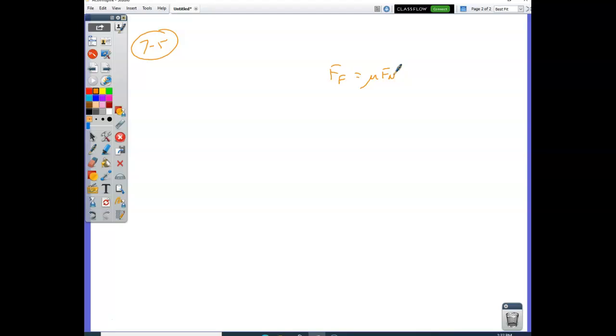Okay, 7.5 number 2. Forces. What is centripetal acceleration measured in? That'd be meters per second squared. It's how fast you're falling towards the center.